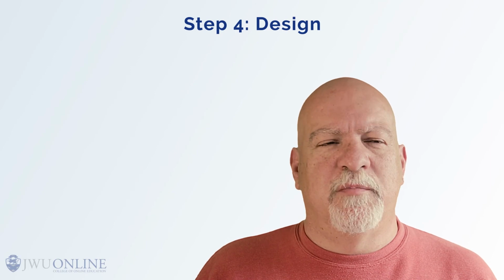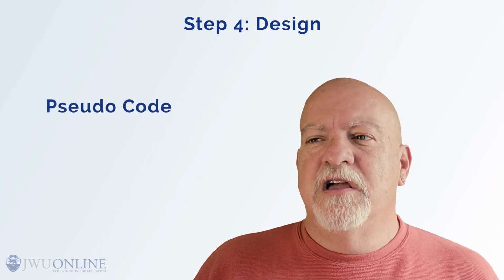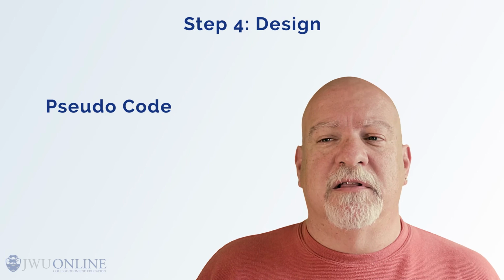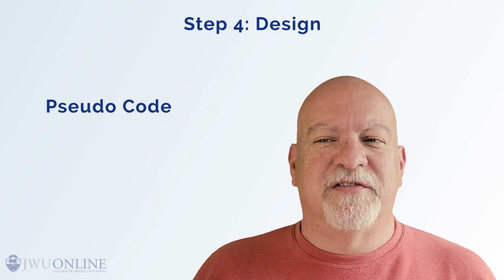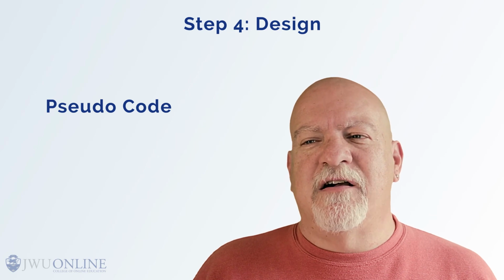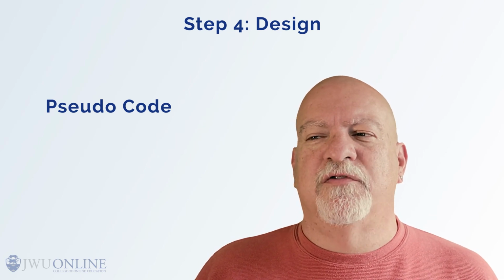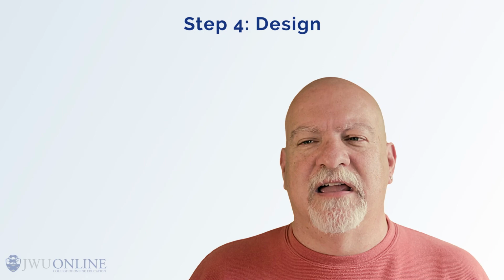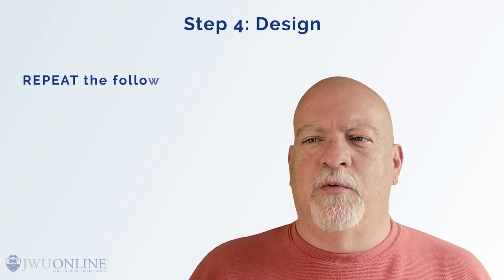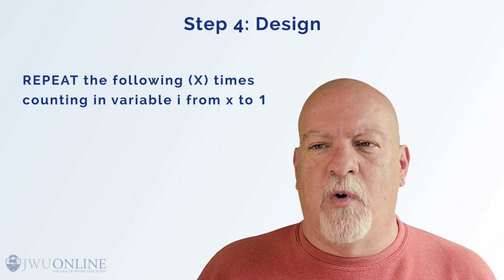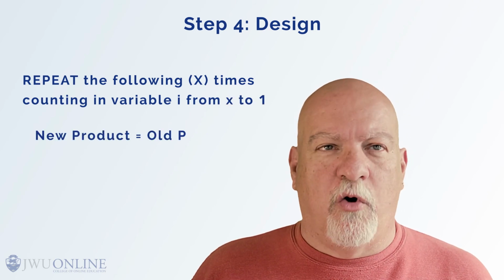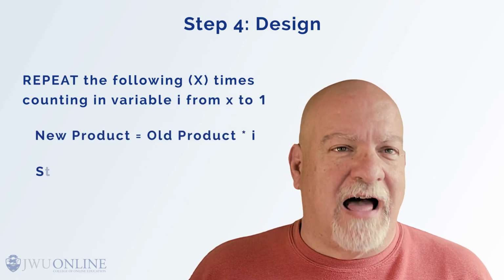An alternative would be to use pseudocode. Pseudocode is not a programming language, but it looks an awful lot like one, with some English mixed in for clarity. So instead of a for loop counting backwards from x to 1, we might say, repeat the following x times, counting in variable I from x to 1. New product equals old product times I, stop.